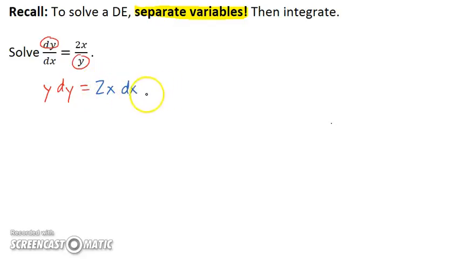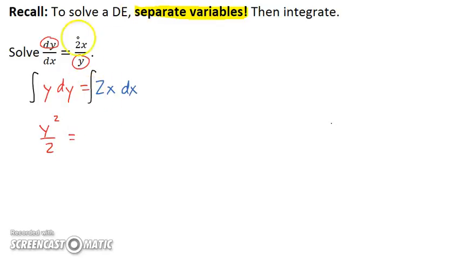And the advantage to that step, I hope you see by now, is that I have separated my variables. I've got all my y things on the left side, all my x things on the right side. So my step here is to integrate both sides. So the antiderivative of y dy, well, that's y squared over 2. Technically, I'm supposed to put a constant of integration here, like plus c, but I'm going to leave it off for a second, and I'll talk about why.